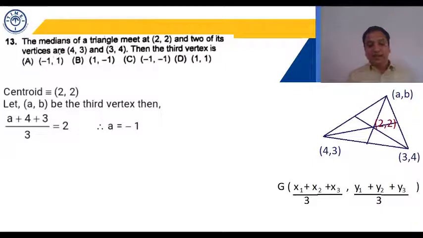I am repeating it again. (A plus 4 plus 3) by 3 is equal to 2. So (A plus 7) by 3 is equal to 2. A plus 7 is equal to 6. A is equal to -1.